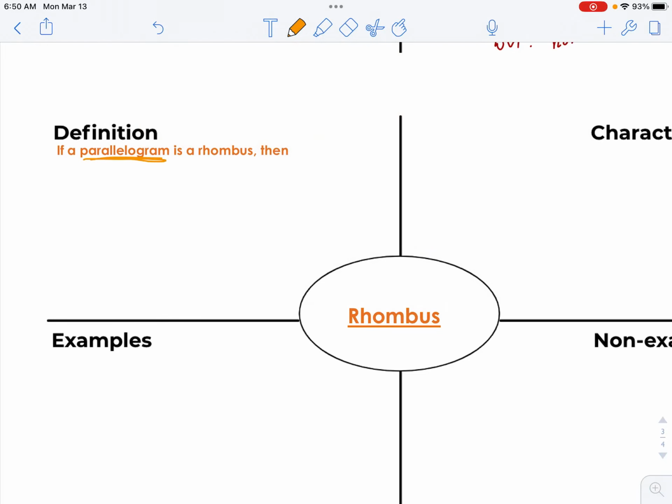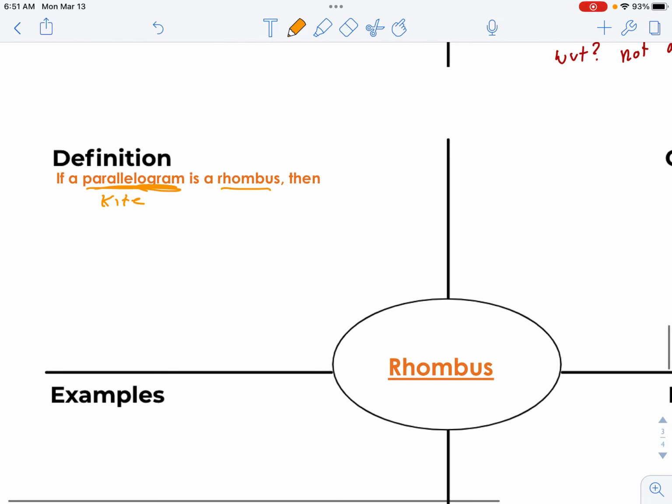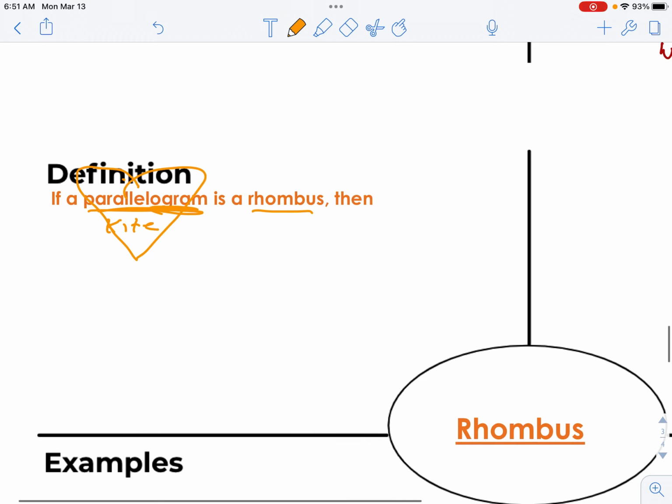Okay, so yeah, you have a parallelogram. You could even say kite. I should say kite, but I didn't. It's a rhombus, all right? So a rhombus is really just a parallelogram. A kite fell in love, they made a rhombus. This is the definition of it.